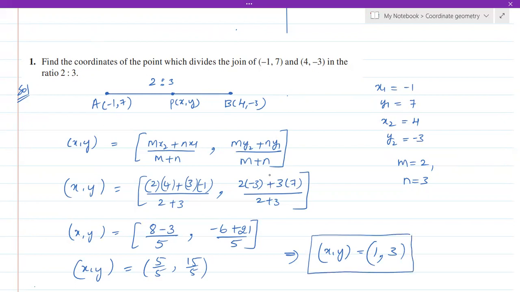It's very simple. We have to just memorize the formula. We know the value of x1, y1, x2, y2 and the ratio m is to n. Substitute in the formula, and we will directly get the answer. So let's get into the next problem.